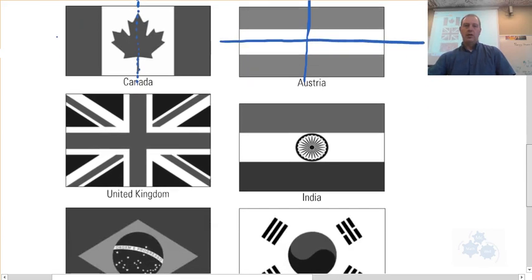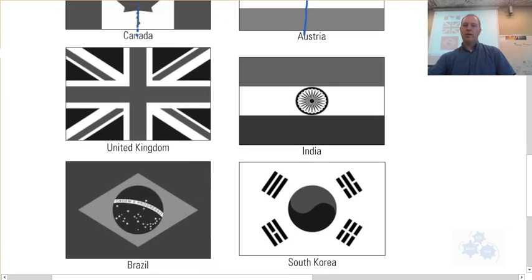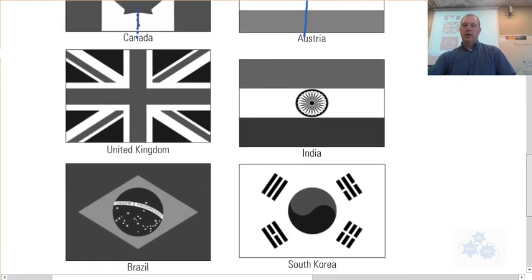Okay, the Union Jack from the United Kingdom. Okay, so we have different ones here. South Korea, we have lots of Koreans in the school here. So anyways, some of these wouldn't have any lines of symmetry. Some of them might have more than one. So it's up to you to sketch those lines.